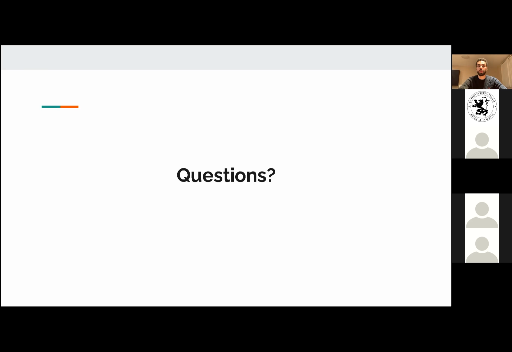Okay, any other questions? I think there was a question in the chat box. What do you think about doing Step 2 CK before Step 1 for a post-grad IMG?